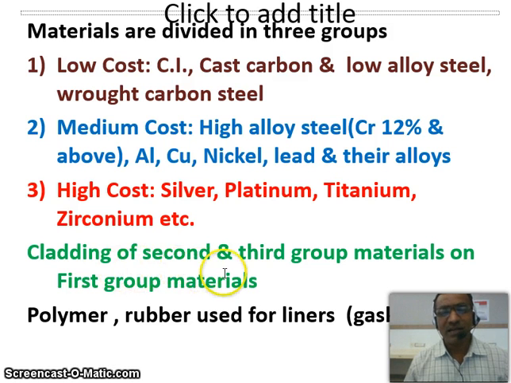In general, cladding of the second and third group materials on the first group material is done to ensure the cost economy of the materials which are selected for fabrication of these equipment. In some cases, you may come across materials such as polymers and rubbers, which are generally used for these equipments in the form of liners or gaskets.